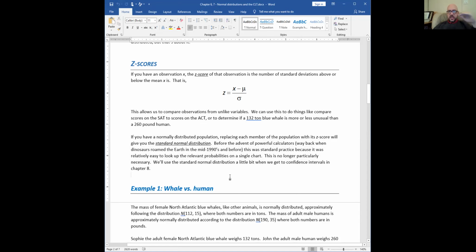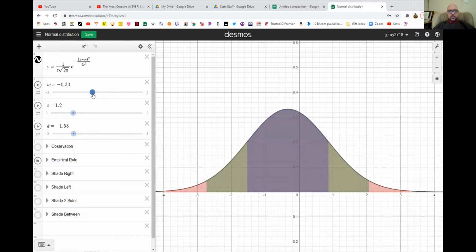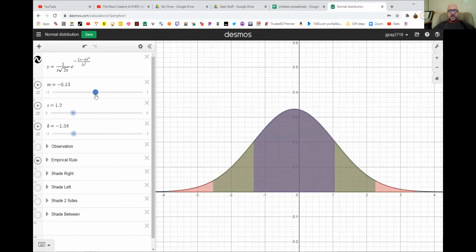distribution. There's a particular normal distribution that has a name, and as far as I know, it's the only one, and it's the standard normal distribution. It's the normal distribution that has a mean of 0 and a standard deviation of 1. And this is how I had this set up originally, right? Mean of 0, standard deviation of 1.